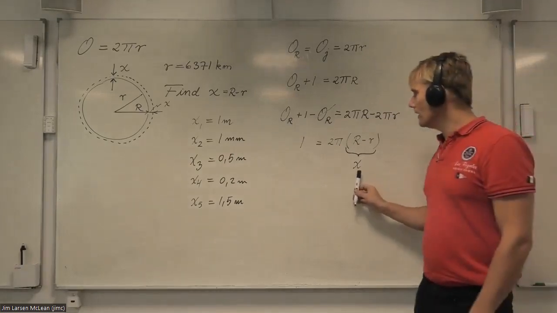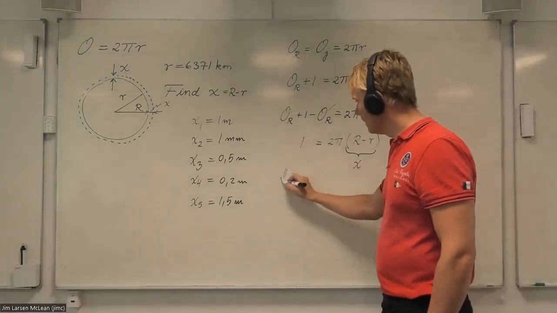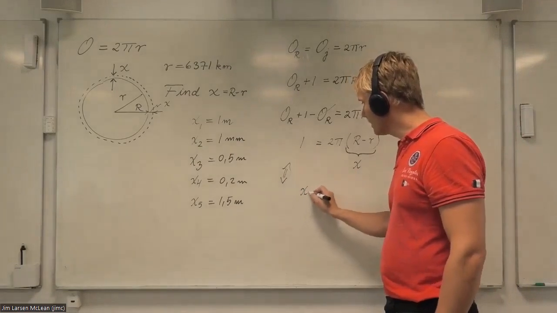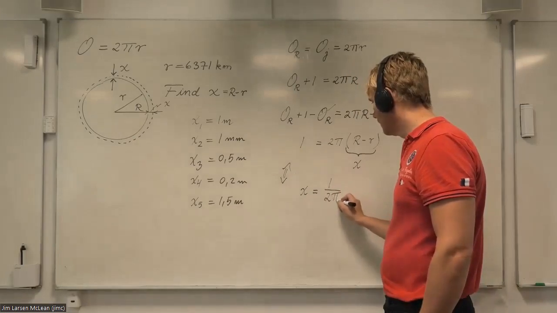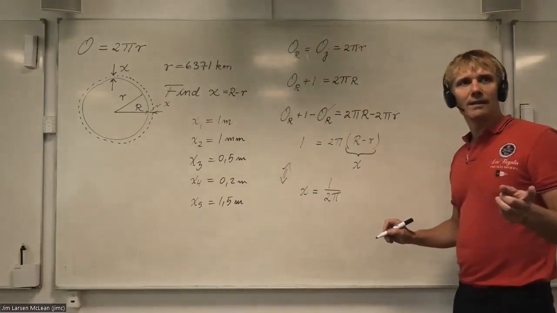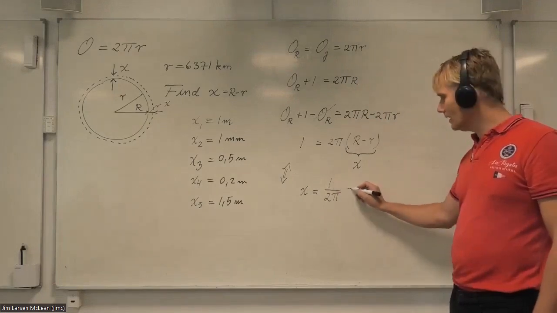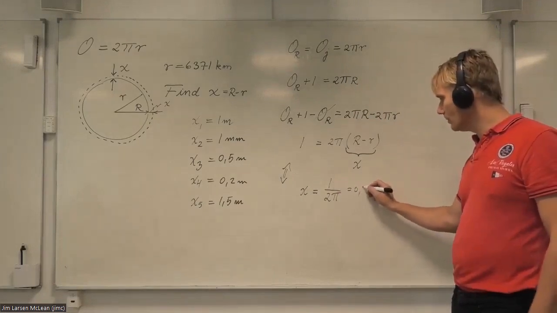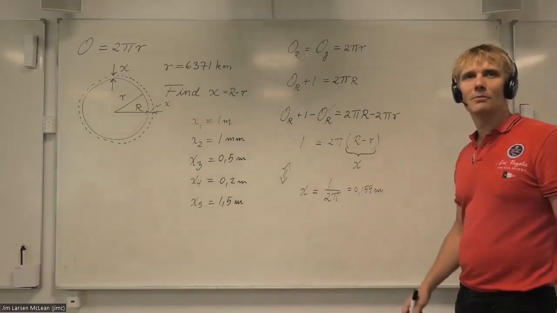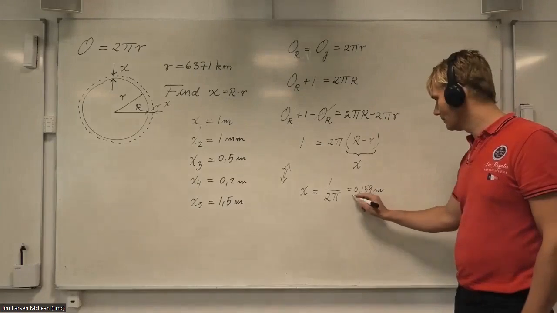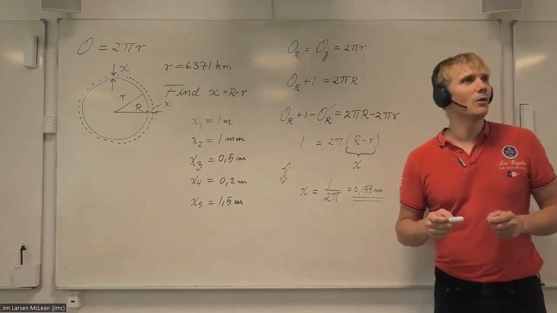So I can isolate x by dividing by 2 pi on both sides. That's how I found the answer. The rope floats at a distance x of 1 divided by 2 pi. And I measure in meters here, because the rope is made 1 meter longer, and 1 divided by 2 pi is approximately 0.159. So about 15.9 centimeters. About 15.9 centimeters is how much the rope can hover over the Earth.